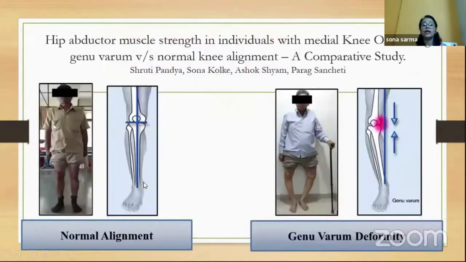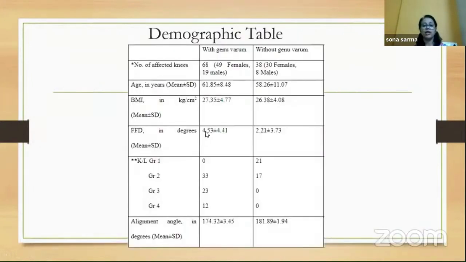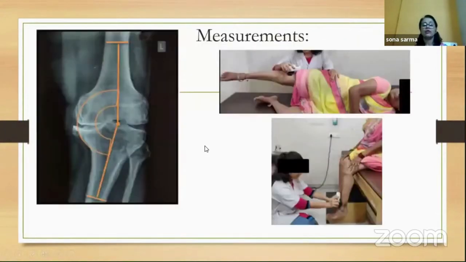We did our own study at Sancheti, where we had medial knee OA patients with genu varum and normal alignment. We compared them to see whether the hip abductor strength and the quadriceps strength differed in both. These were our demographics, where we had 38 with normal alignment and 68 with genu varum. We measured the alignment on weight-bearing X-rays, where 180 to 187 degrees is considered neutral alignment, and anything less than 180 is considered a varus knee.